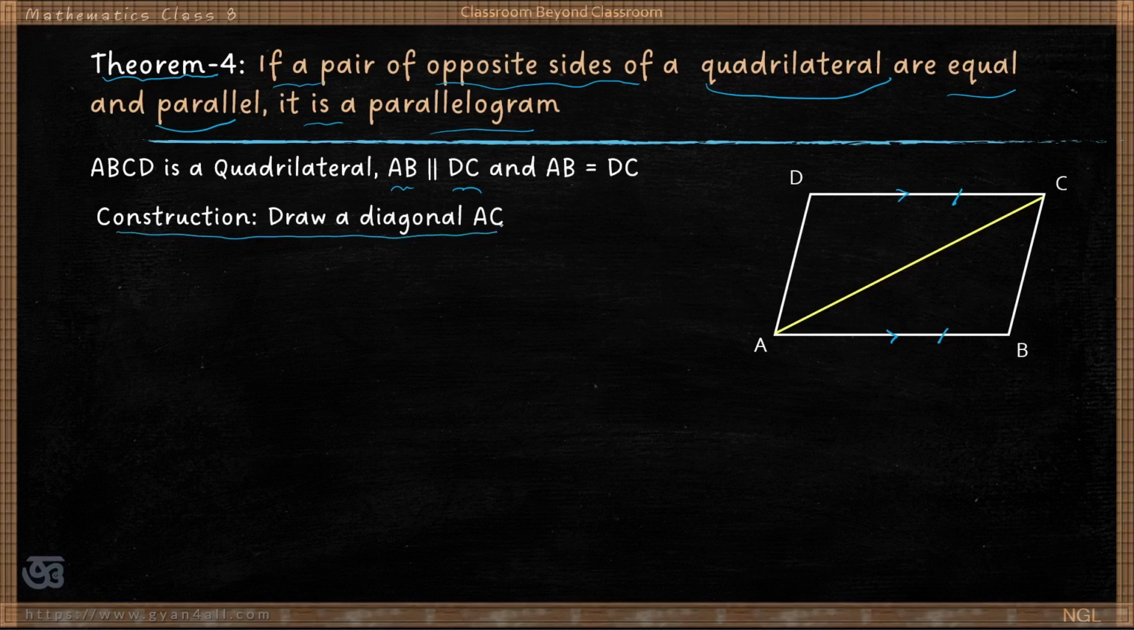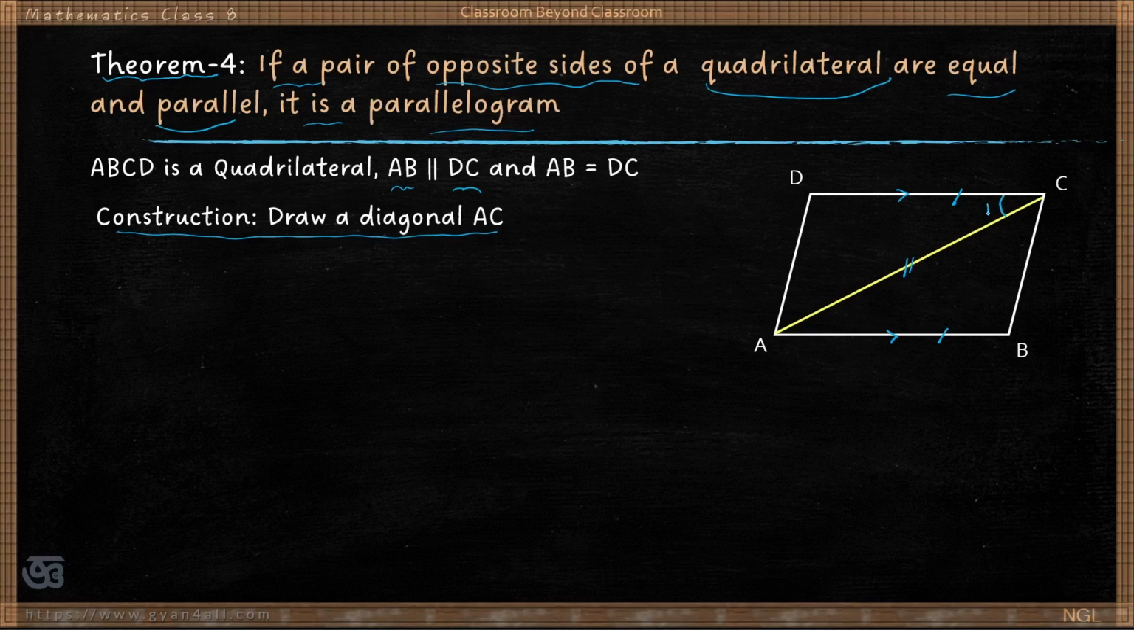So this diagonal divides the quadrilateral into two triangles, ABC and CDA. So in these two triangles, you see, it is given DC is equal to AB, and AC is equal to CA. That means they are common.